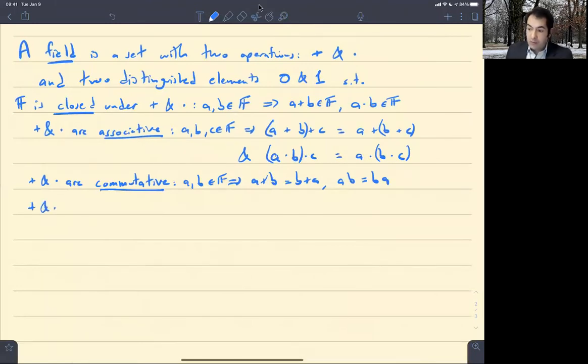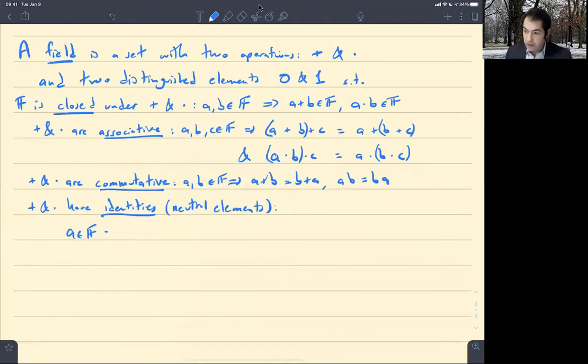Next, we ask that both of these have identities or neutral elements. Right? So maybe neutral elements conveys what we want better than identities. A neutral element means that when you act by this element, nothing happens, right? So if I give you an element of the field, then you can add 0 to it and nothing happens. Also, you could multiply by 1 and nothing happens, right? So there are two distinguished elements, 0 and 1, that show up here. They are the neutral elements for the two operations.